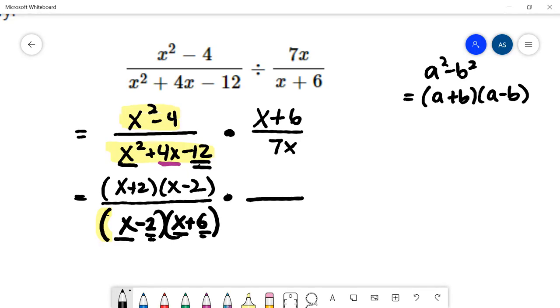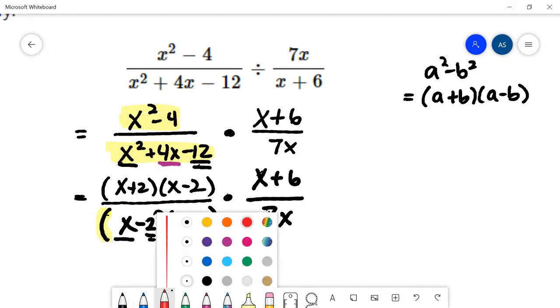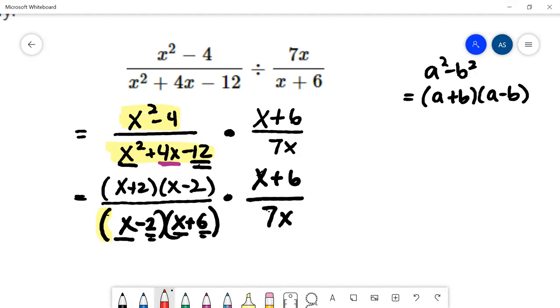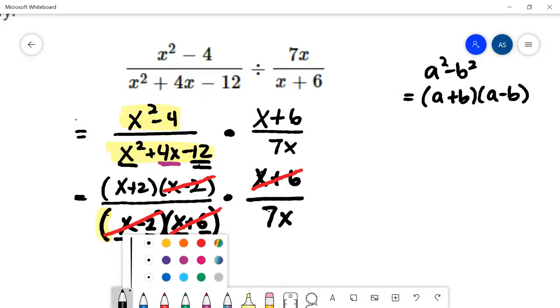So the second fraction has x plus 6, which is already in factored form, and 7x, which is already in factored form. Once I have everything completely factored, I'm going to look for common factors, and I'll look within the fraction. So we have the x minus 2's within this fraction that cancels. And then after I've looked at each individual fraction, I'm going to look on the diagonals. So on the diagonal, I have x plus 6 here and x plus 6 here that cancels. And that's all that cancels.